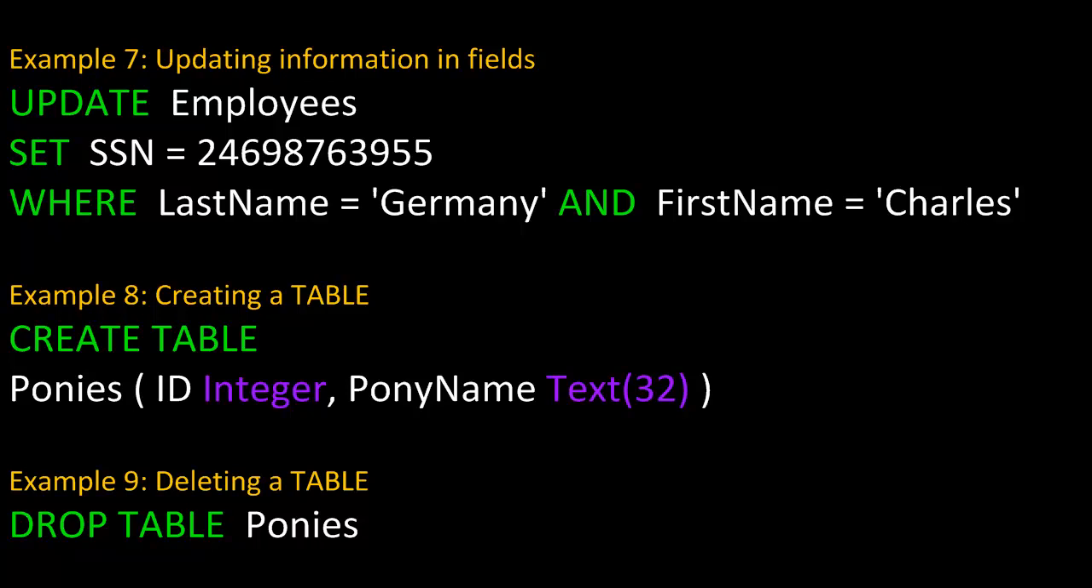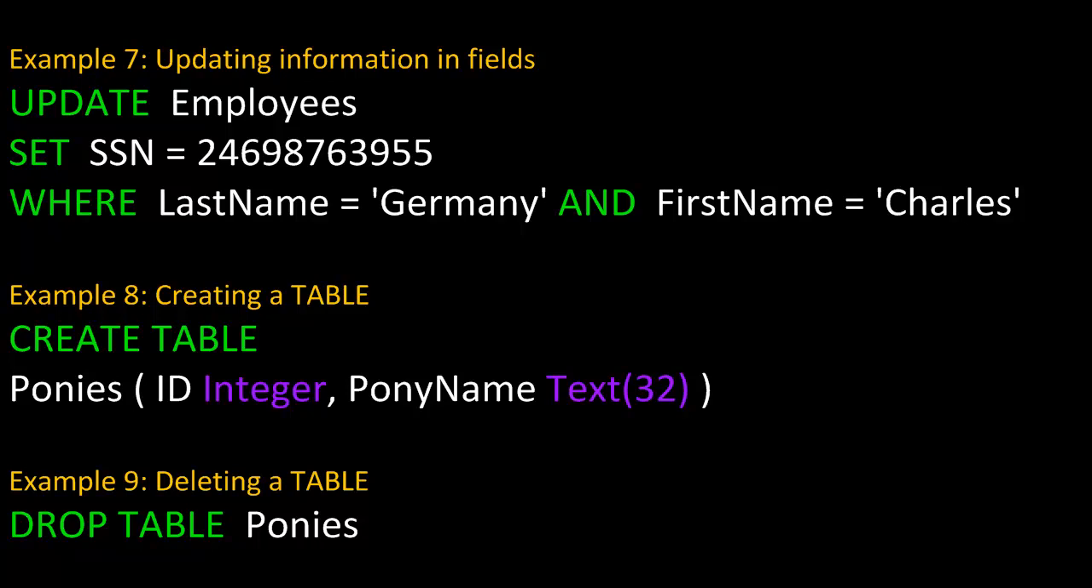In example 8, we're creating a table. We simply use create table. We're going to give the table the name ponies, and we're going to put two fields in that table, the ID field and the pony name field. The ID field will act as the primary key, so I specify integer in purple there. And pony name will simply be string data, so I specify text 32, also in purple.